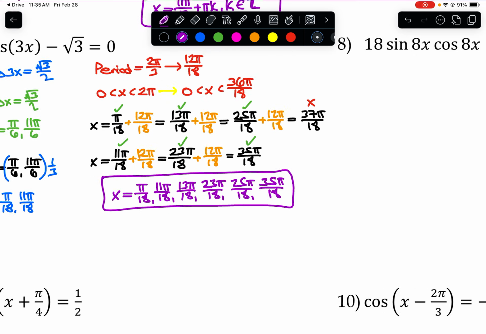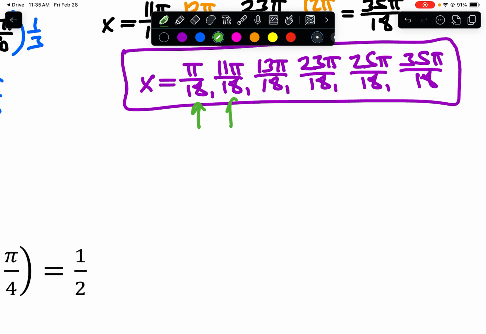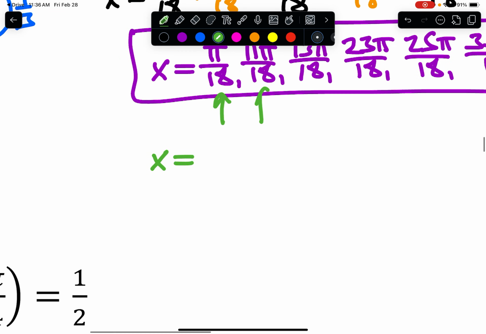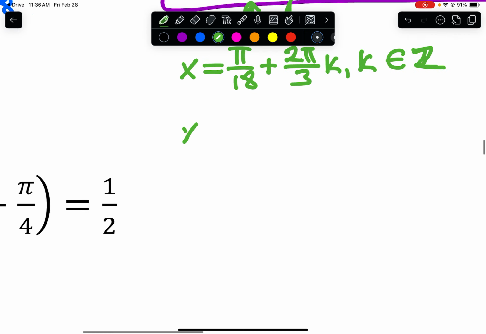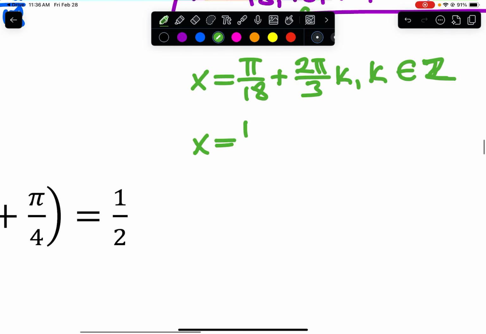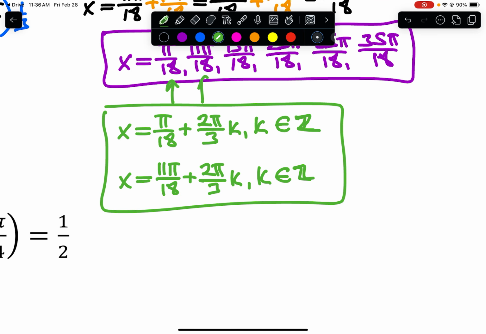Now if I want to write all possible, so I'm only going to use the first 2, and then we're going to add the period. So for all possible, we're looking at pi over 18 plus the period times k, which would be 2 pi over 3k, where k is an element of those integers. And then same idea down here. Then this would be x is equal to 11 pi over 18 plus the period times k, which is going to be 2 pi over 3k, where k is an element of these integers. So this would be your all possible solutions for this one.